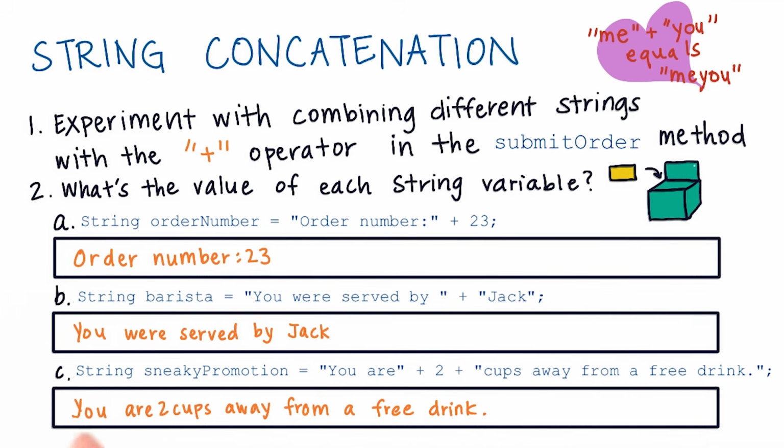For part C, this string evaluates to, "You are 2 cups away from a free drink." The number 2 is an integer literal value here because it's not in quotes. It's just a plain number 2. Since we have an integer concatenated with a string, it just becomes a string.